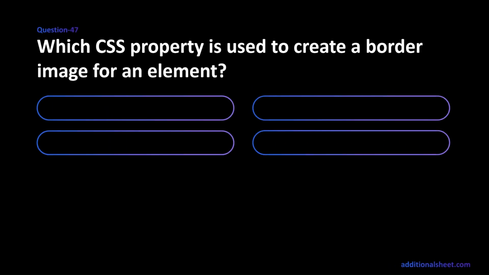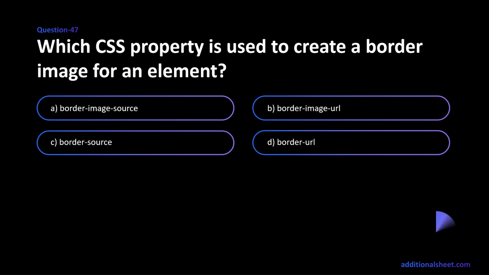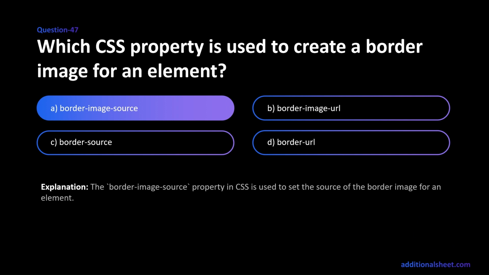Q47. Which CSS property is used to create a border image for an element? Options are A. border-image-source. B. border-image-url. C. border-source. D. border-url. Correct answer is option A. The border-image-source property in CSS is used to set the source of the border image for an element.